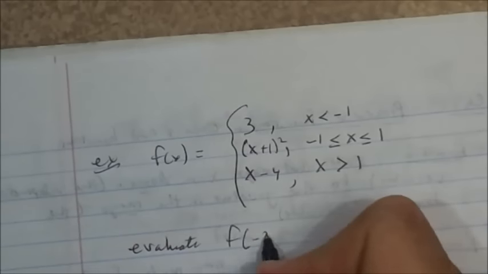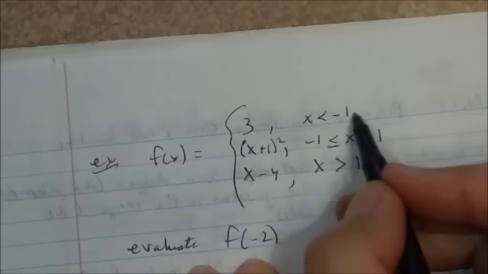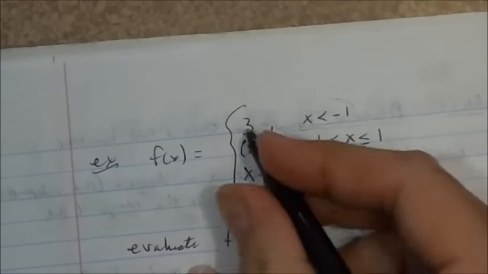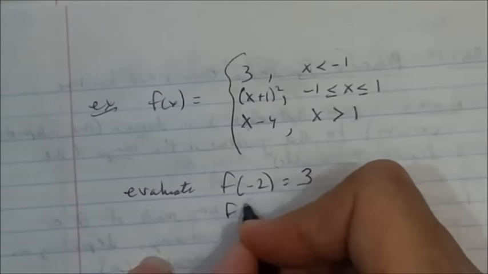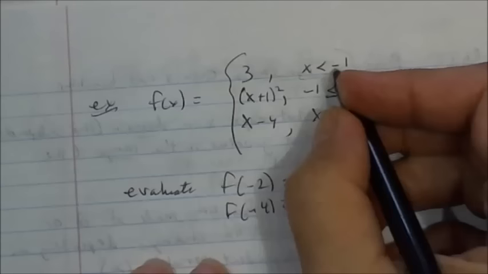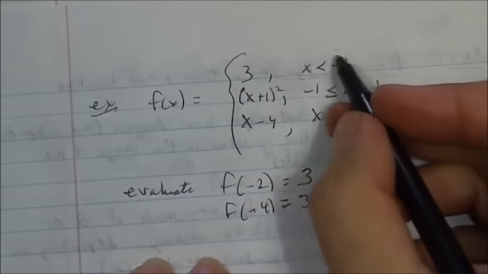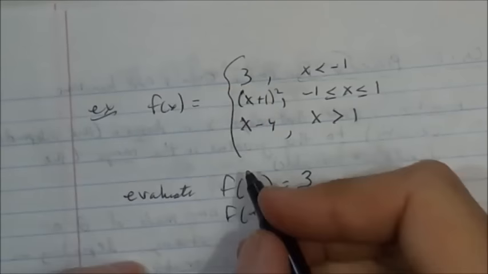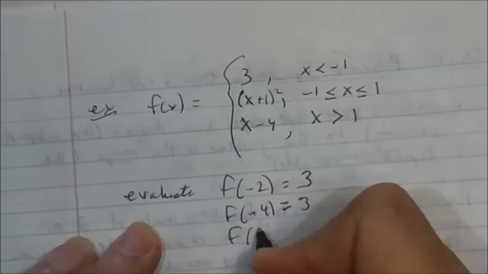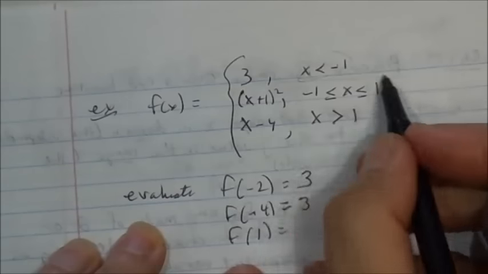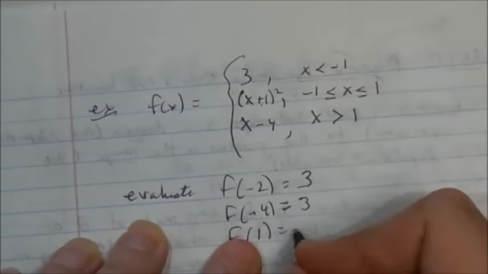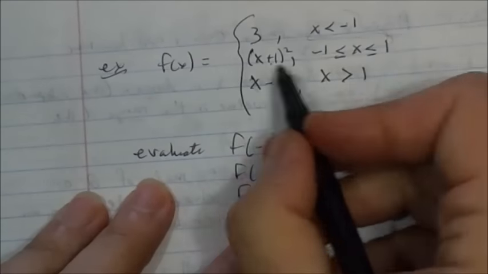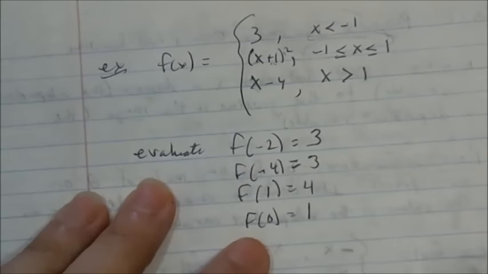Let's evaluate f of negative 2. Well, negative 2 is less than negative 1, so no matter what, your output value is always a 3. F of negative 4 is also equal to 3. F of anything less than negative 1 is equal to 3, always. That's the first piece. Let's do f of 1. F of 1 is in this range. 1 plus 1 is 2, 2 squared is 4, so f of 1 is 4. F of 0 is in this range. 0 plus 1 is 1 squared is 1.